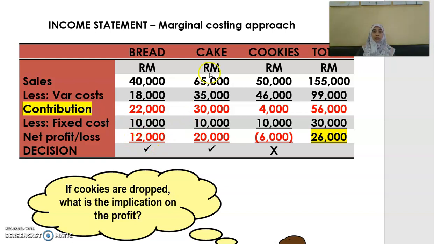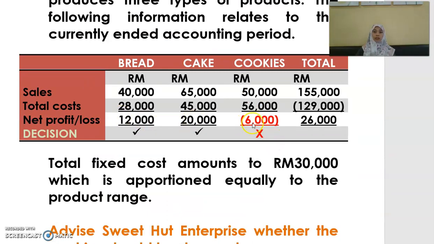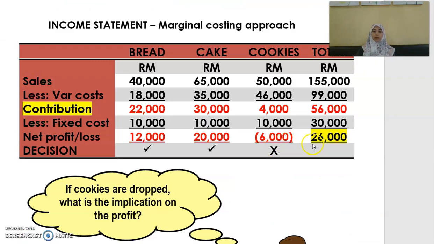You do the same thing for cake and cookies. You will get 30,000 as the contribution, and your net profit for cake is 20,000, and for cookies your net profit is negative 6,000. So the profit remains the same as before: 12,000, 20,000 and negative 6,000. So the total is 26,000.